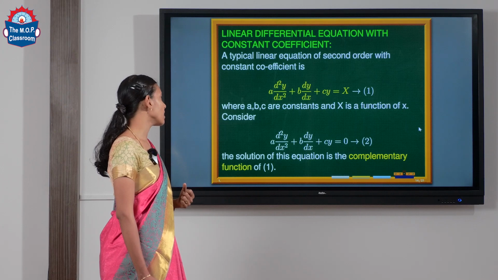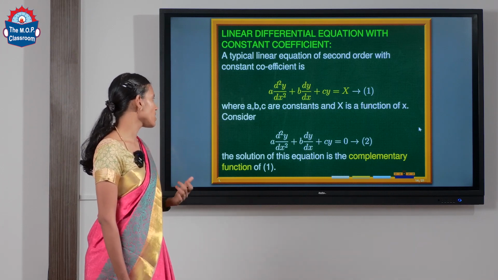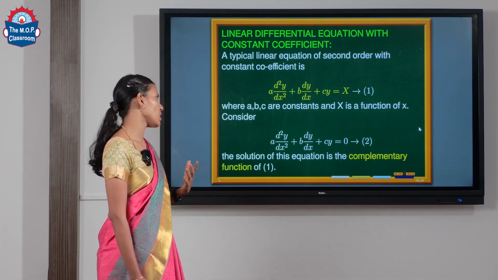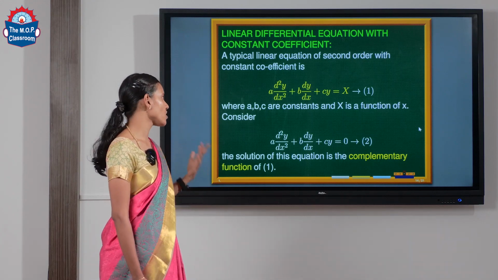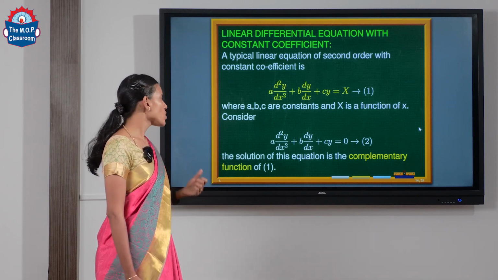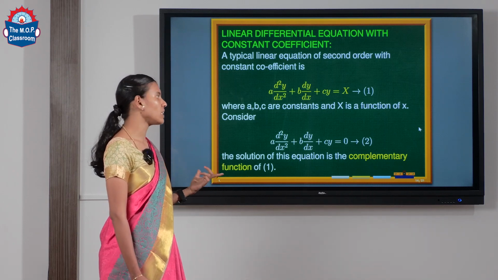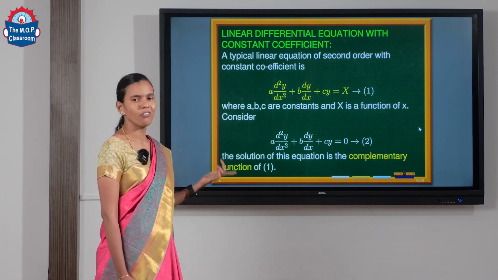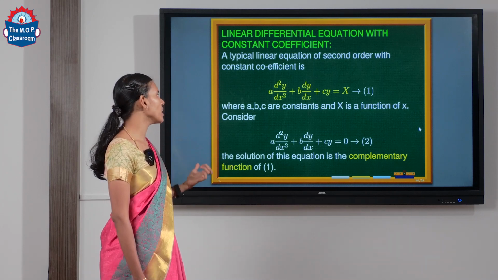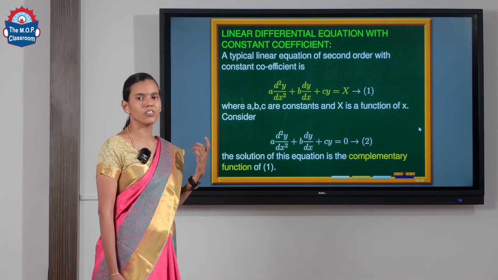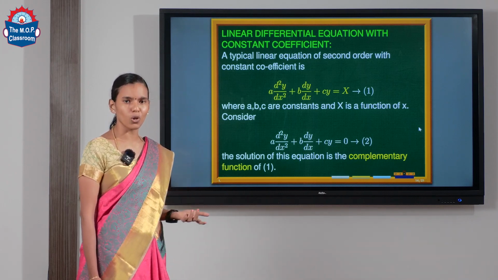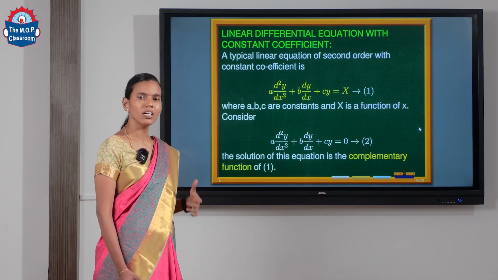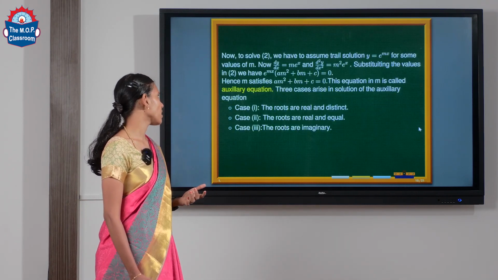Now I am considering the equation of this form 2, that is a d square y by dx square plus b dy by dx plus cy is equal to 0. I am removing the function X and replacing it with 0. When I find the solution for this particular equation 2, this solution is going to be the complementary function of 1. So in order to solve equation 1, you have to first equate it to 0 and find the solution for that. That particular part is called the complementary function of the differential equation that we are finding.